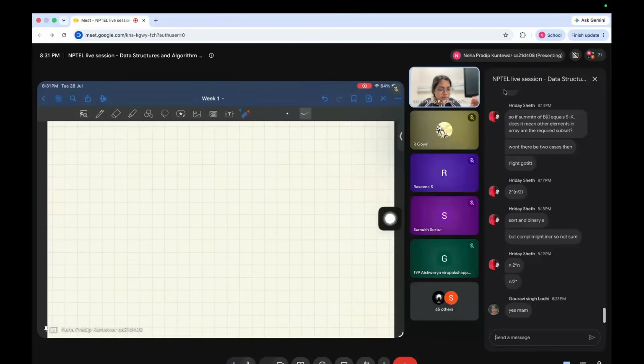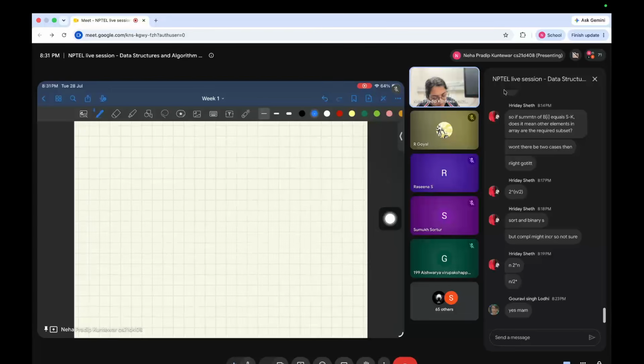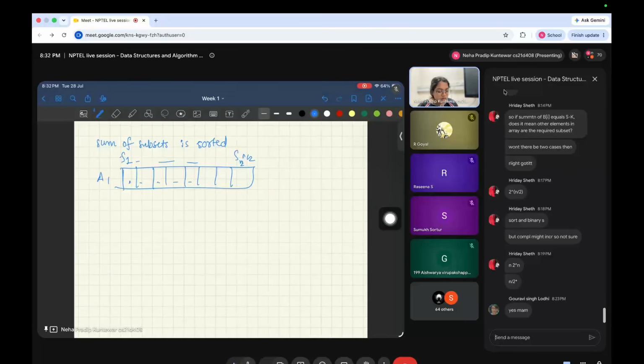Okay, so let me describe one algorithm. If you have other ideas or any questions after that, then let me know. So suppose that the sum of subsets is sorted now. So a1 is the sum of subsets, let's say this is subset 1, subset 2 to the n by 2, and this is sorted. Okay, so this is a sorted array.